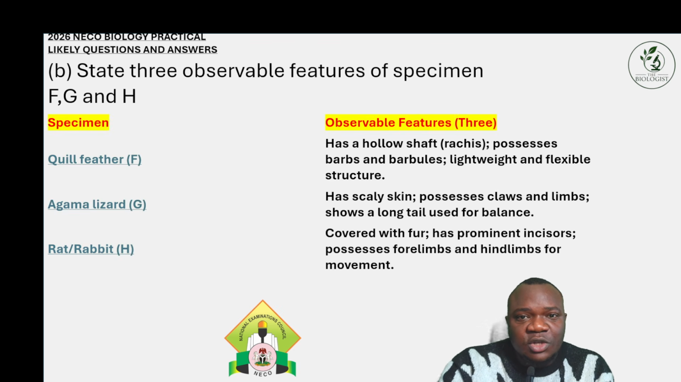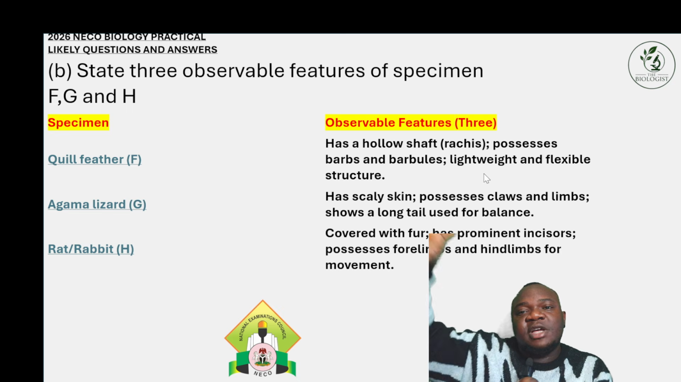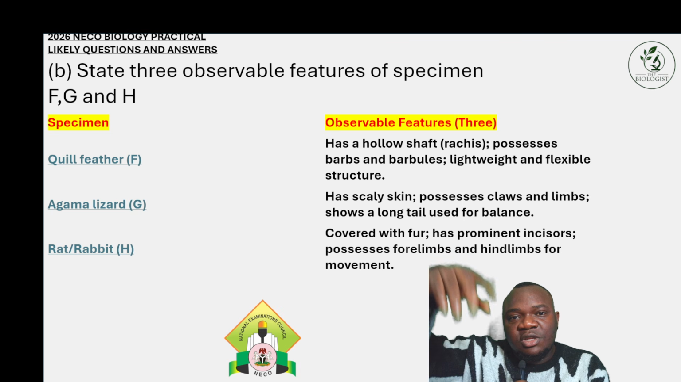So you can see it. You can go through this in your own time. Just write information about them. So we have your quill feather. This has a hollow shaft, and you just go through it: barbs, barbules, and all. They're very lightweight because if you throw them up, they can fly around. Okay, and they're very flexible.